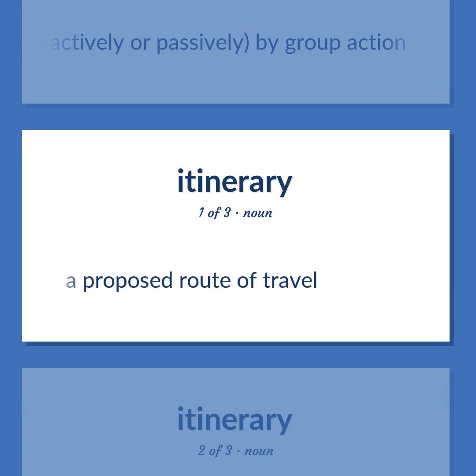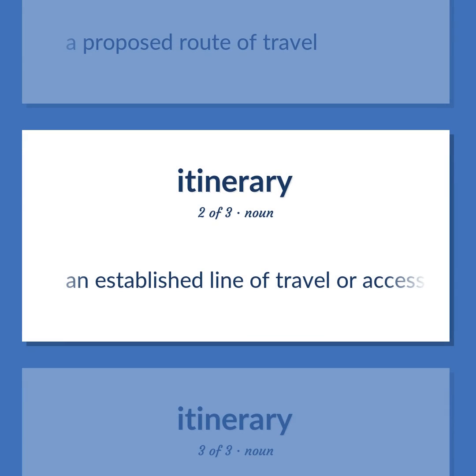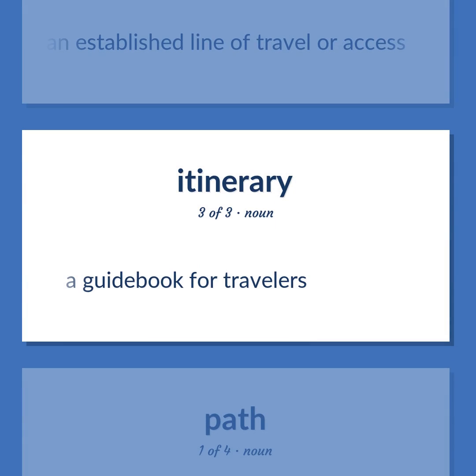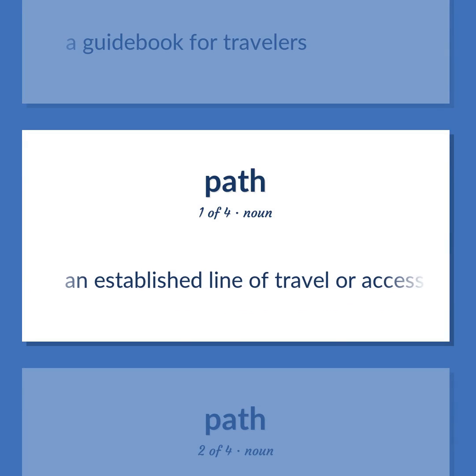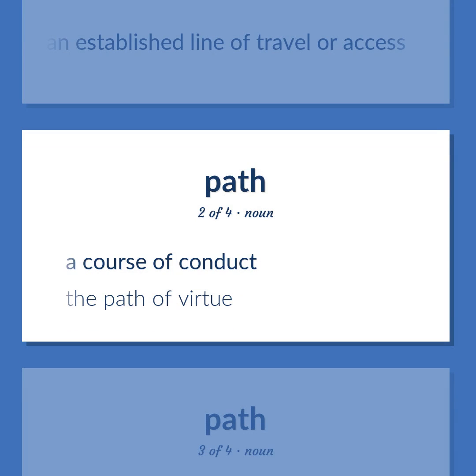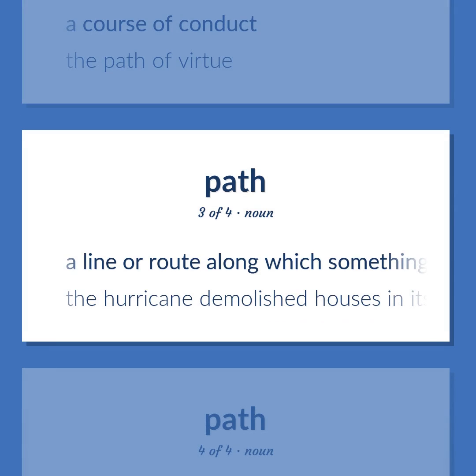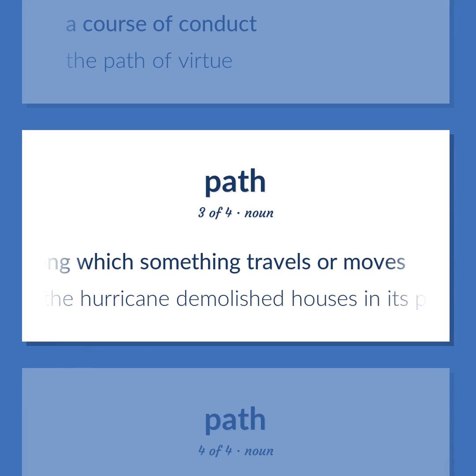A proposed route of travel. An established line of travel or access. A guidebook for travelers. An established line of travel or access. A course of conduct. The path of virtue. A line or route along which something travels or moves. The hurricane demolished houses in its path.